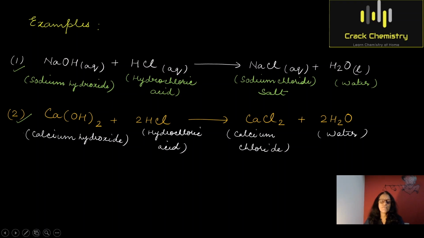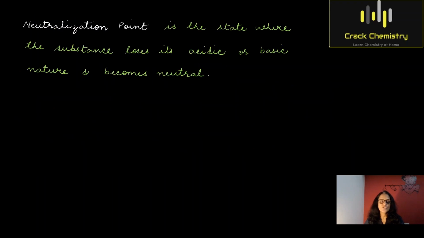Now, another very important point is the neutralization point. Students, when acid and base react together, neutralization reaction takes place. At neutralization point, the solution will neither be acidic nor basic. The solution will become neutral. So you can see here, this is the neutralization point. Neutralization point is the state where the substance loses its acidic or basic nature and becomes neutral.